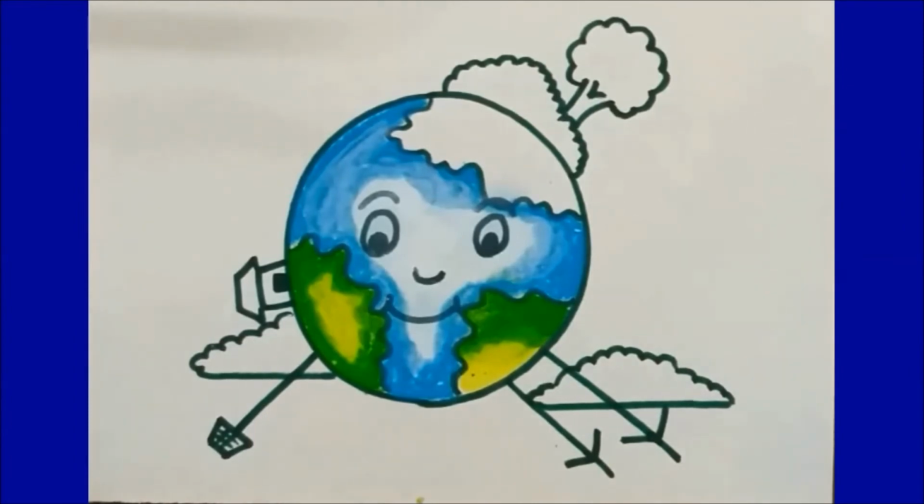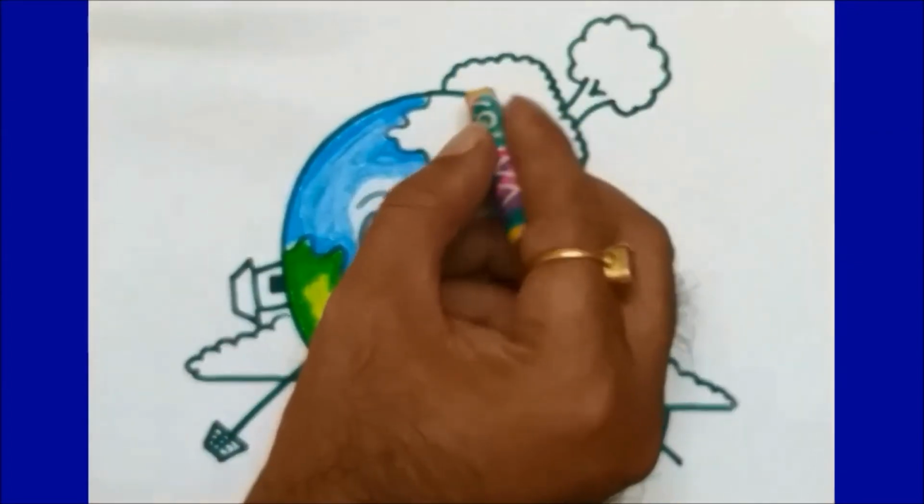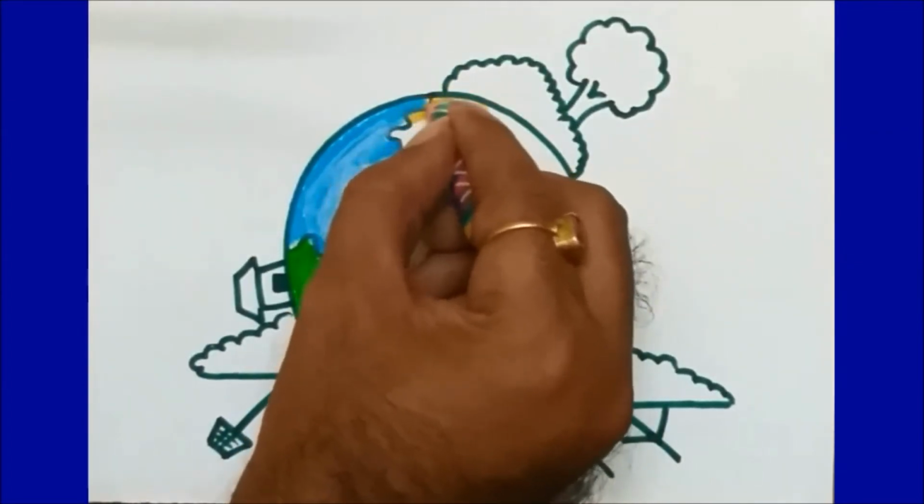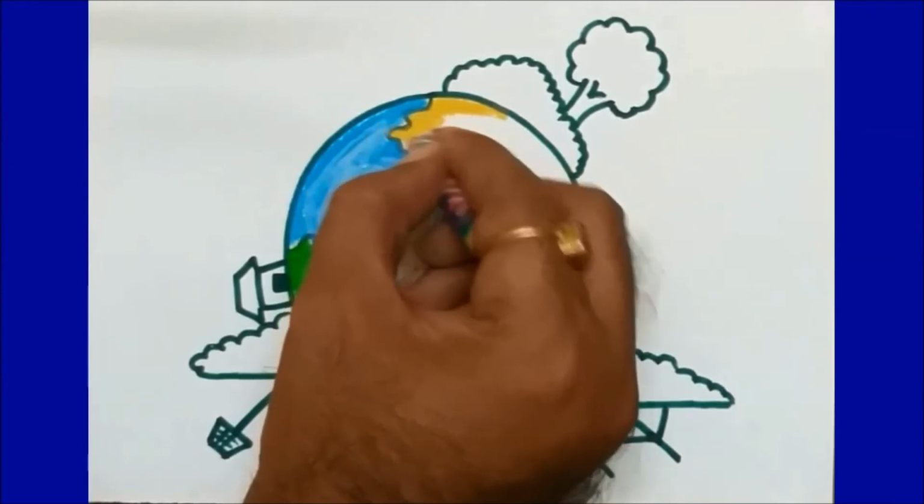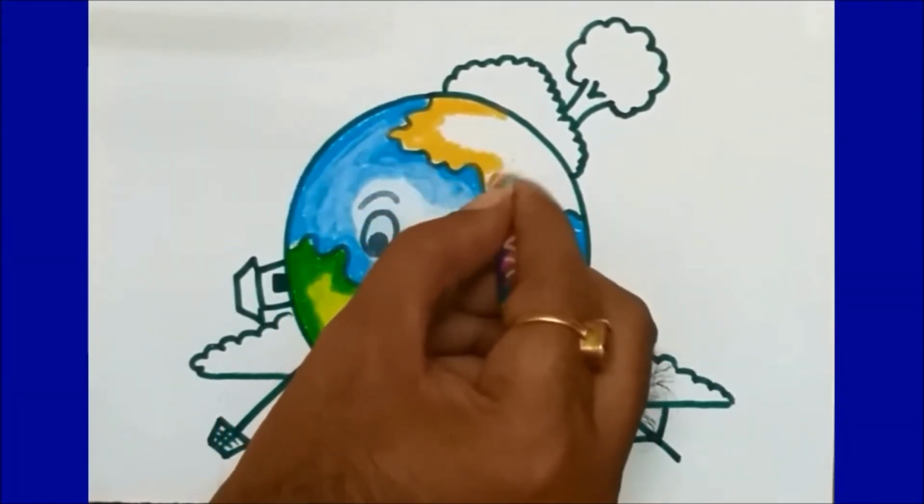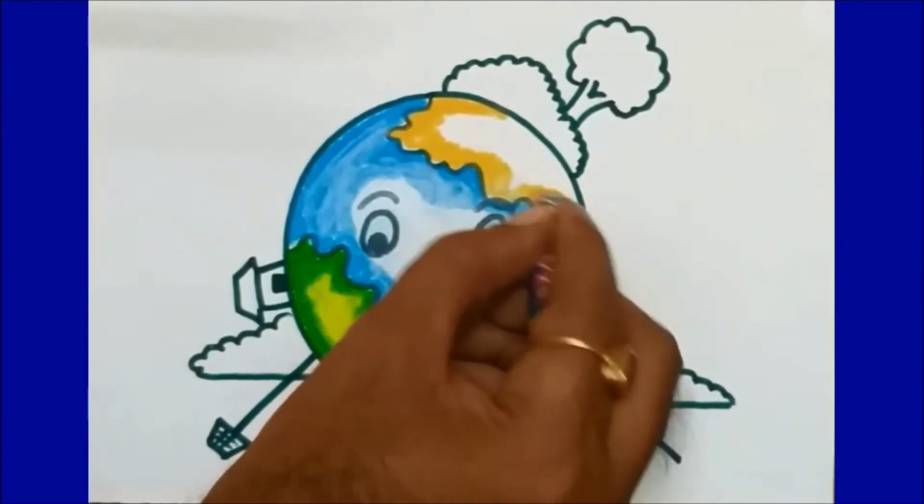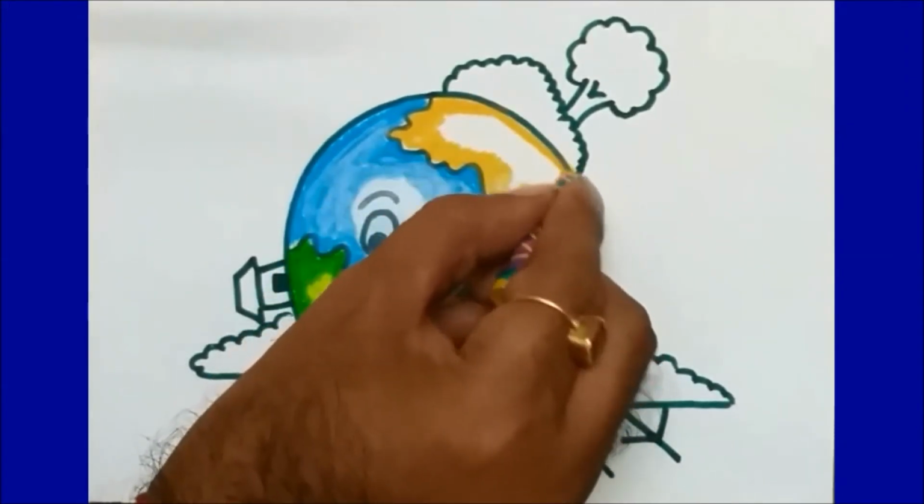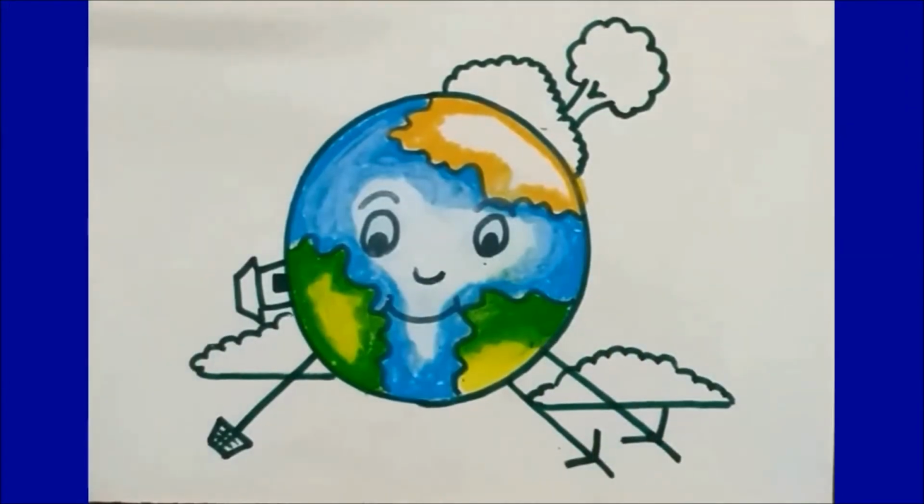Now I am going towards light brown. One land I want to show as a muddy land. So brown color. I am doing the border in brown color, and again I am going to blend it with yellow color. Here yellow color.